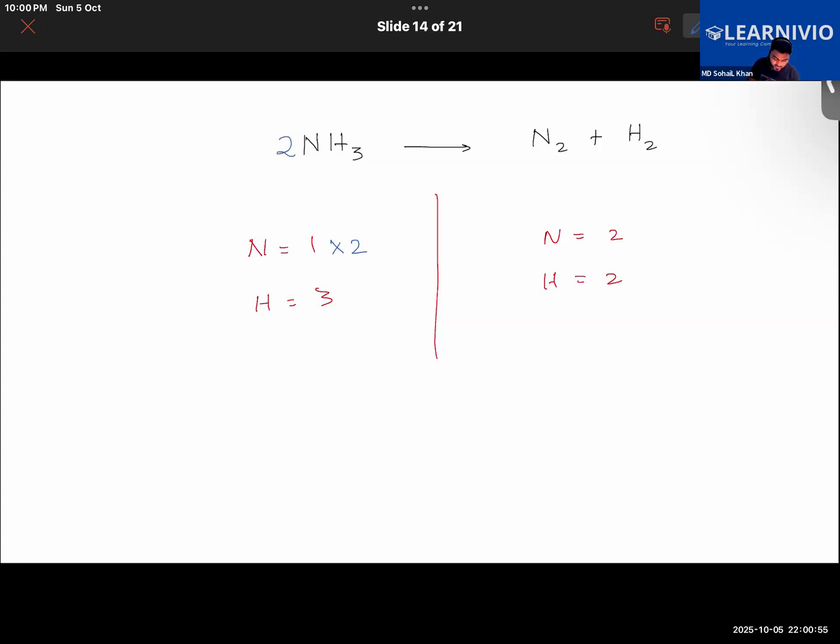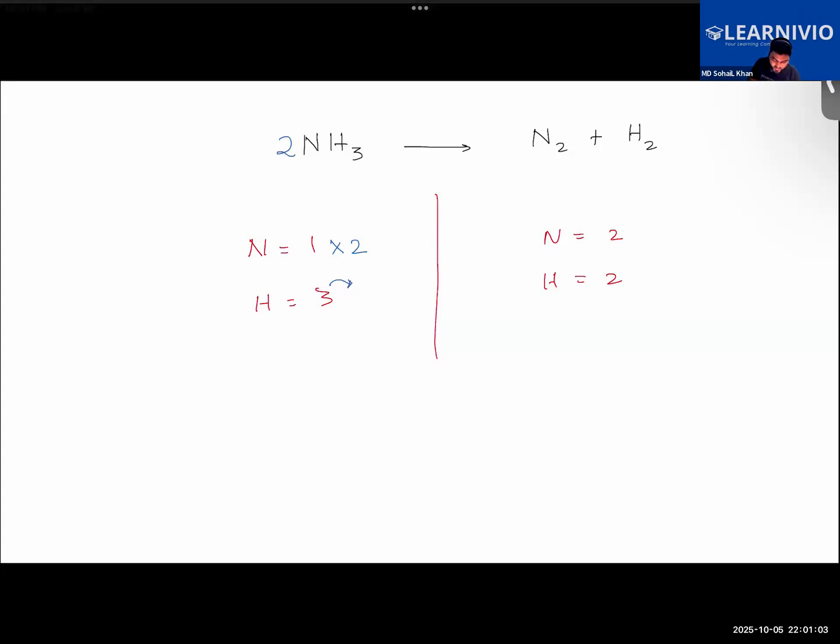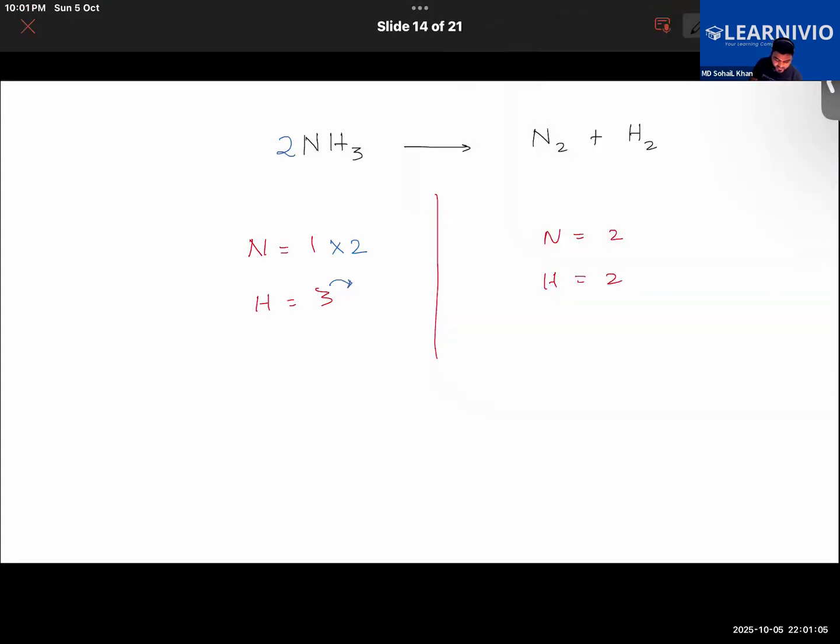Okay, so we write two here. But writing two here will change the number of hydrogen from three to six. Basically, whenever you add a coefficient here, that coefficient will be multiplied with the subscript. We call this a subscript, and we call this a coefficient. Every time you add a new coefficient, it gets multiplied with the subscript. So 2 into 3, now it has become 6.